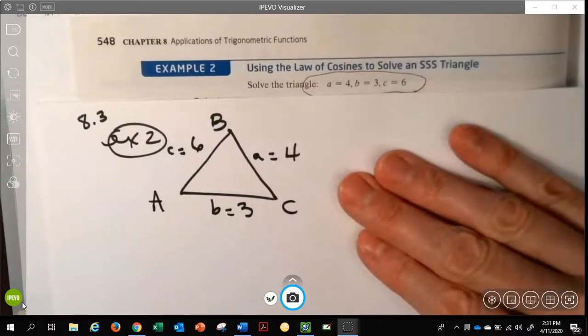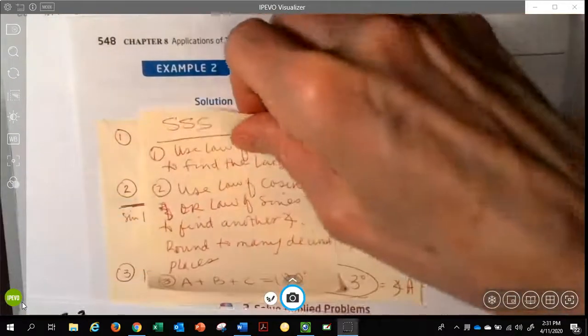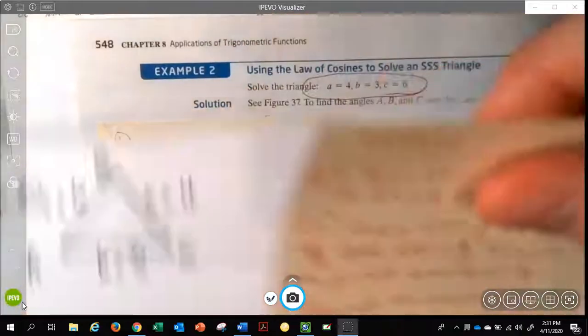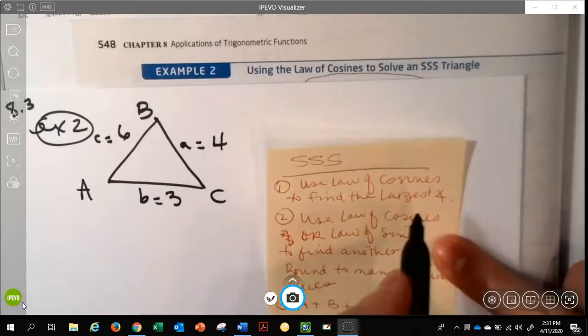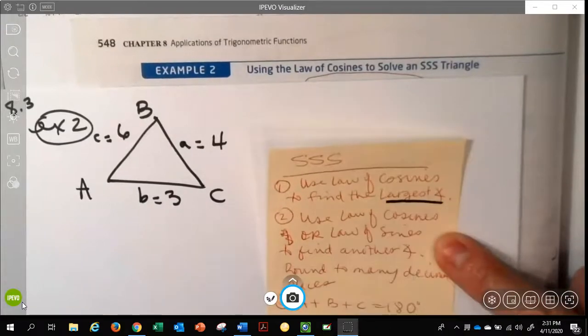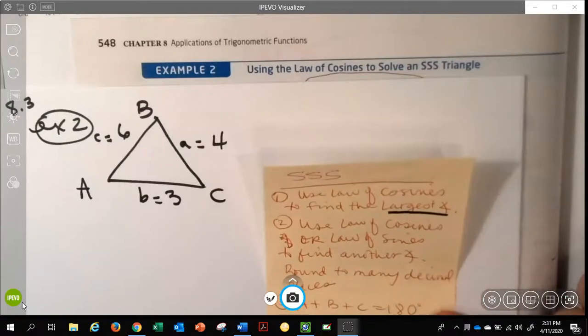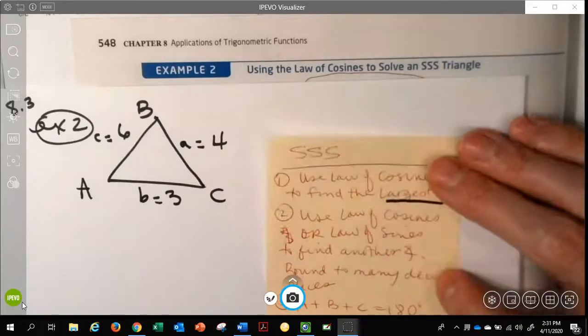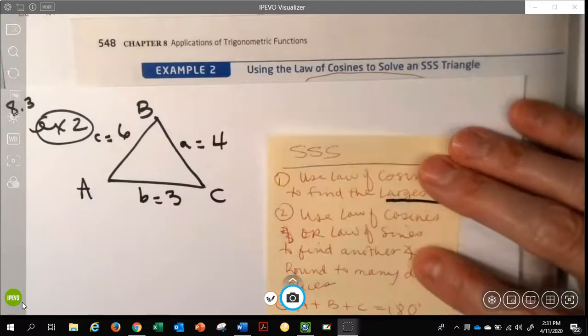So looking at this one, I need to find an angle. And nobody really cares, except there is a nice little process you might want to consider using. We are going to use law of cosines, but just to be safe, let's work our way down. Let's go ahead and use law of cosines and find the largest angle. Then we're going to finish the rest. Well, actually, we can't really go to town right now because we're supposed to stay at home. So we'll just go down the paper.